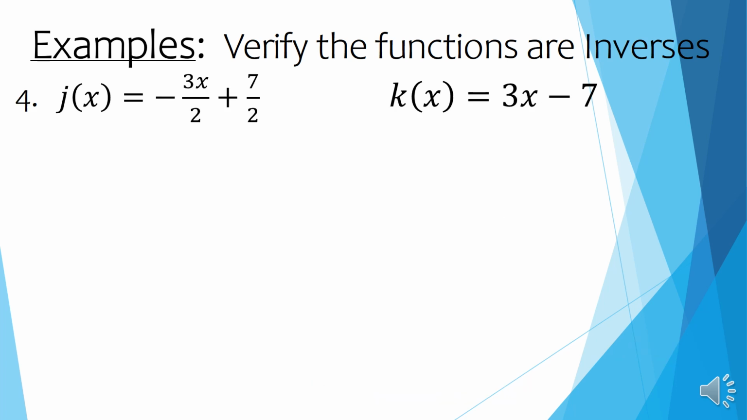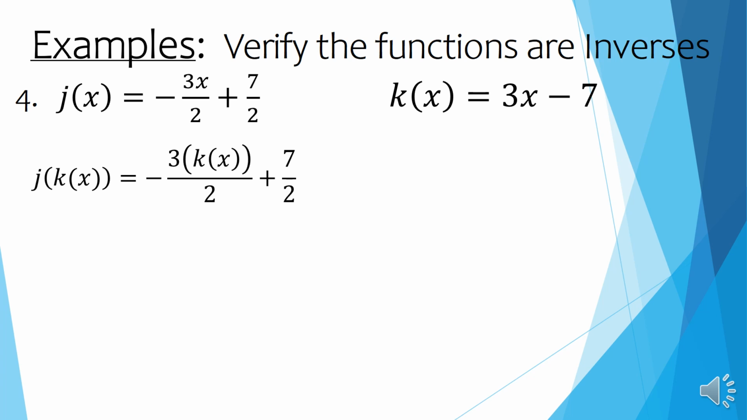Okay, j of x is negative 3x over 2 plus 7 over 2, and k of x is 3x minus 7. All right, so let's do j of k of x. So that would be negative 3 multiplied by k of x divided by 2 plus 7 over 2. Okay, substitute in. It looks kind of yuck.